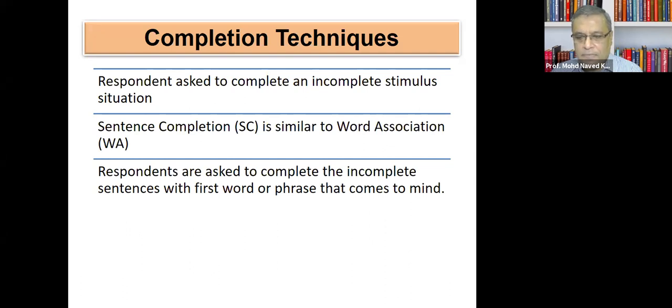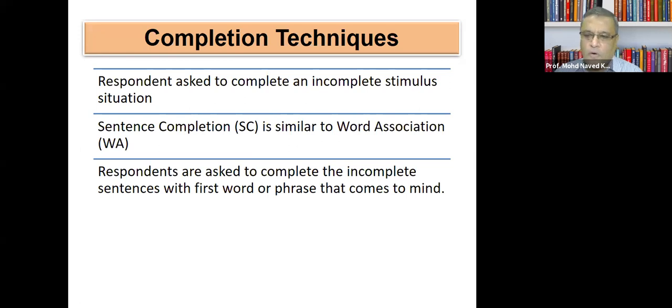An incomplete sentence is given. I'll discuss some examples also, in a few slides from now. So some sentence is given to the respondent. That sentence is incomplete, and you expect your respondent or subject of interest to give you some kind of response, and that response should help you out in completing the sentence. So when the person is completing the sentence, from that completion you make out or interpret. In this case, the respondent is provided, in a way, a more direct stimulus.